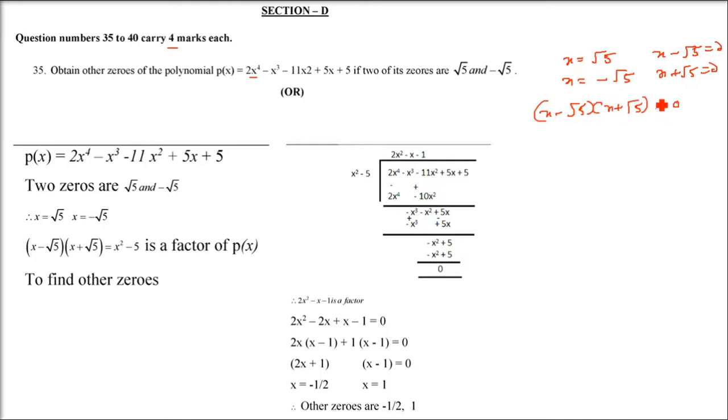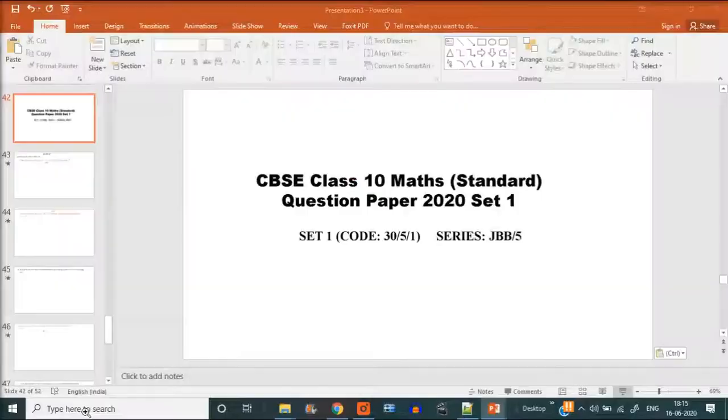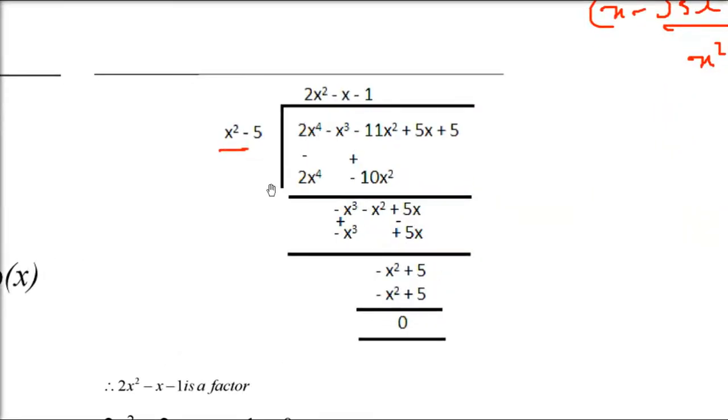That is (x minus root 5)(x plus root 5). Now this will be (a minus b)(a plus b), so we can use the formula a square minus b square. So that will be x square minus root 5 whole square, which is x square minus 5. So what about the other two? We will use this x square minus 5 to divide p(x). So I am going to divide it. How to divide? X square minus 5 is there.